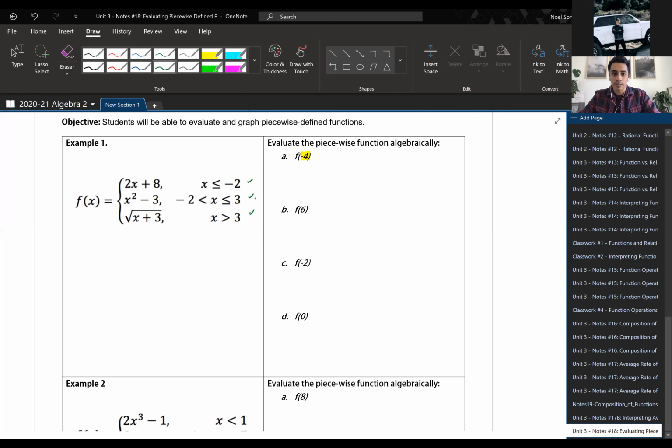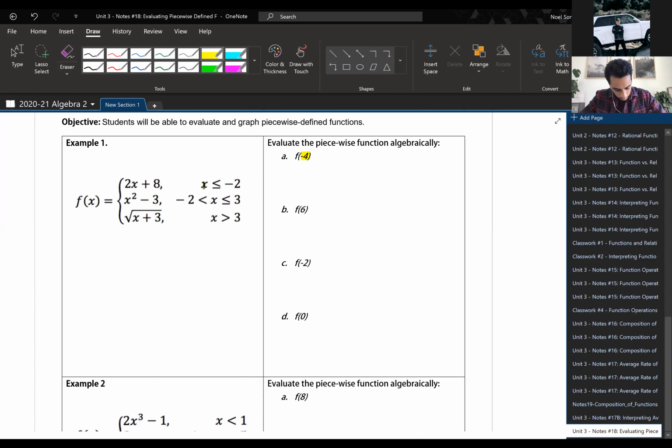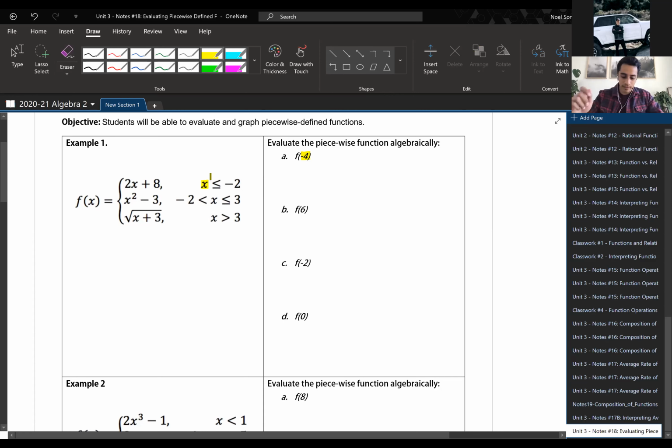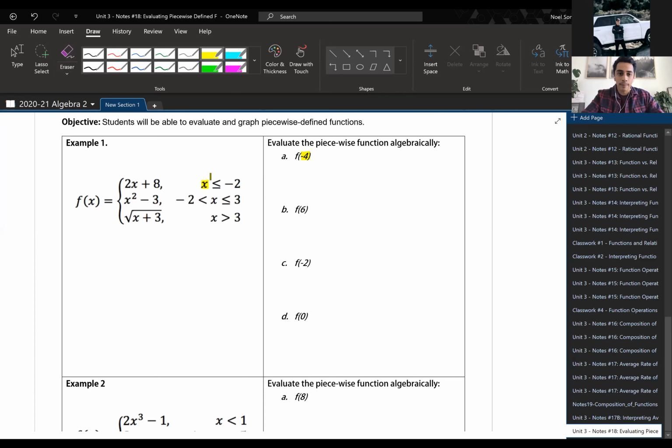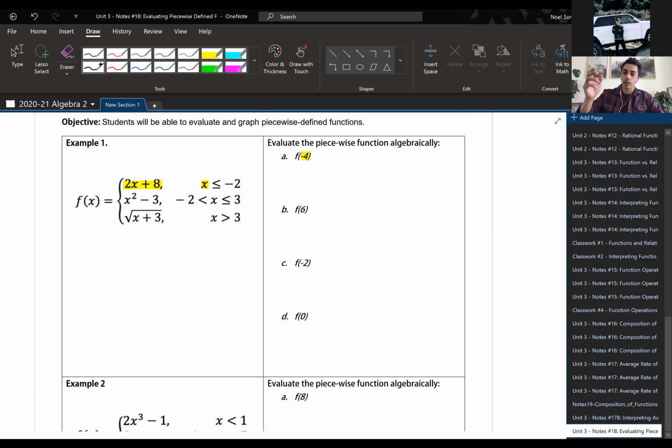It looks like it fits in the domain for the first mini function, right here. This is where it would fit, right? Because -4 is less than or equal to -2. So that means we are going to evaluate it in this function here. A lot of it is just identifying where that value fits in order for us to plug it into the correct function within the piecewise.